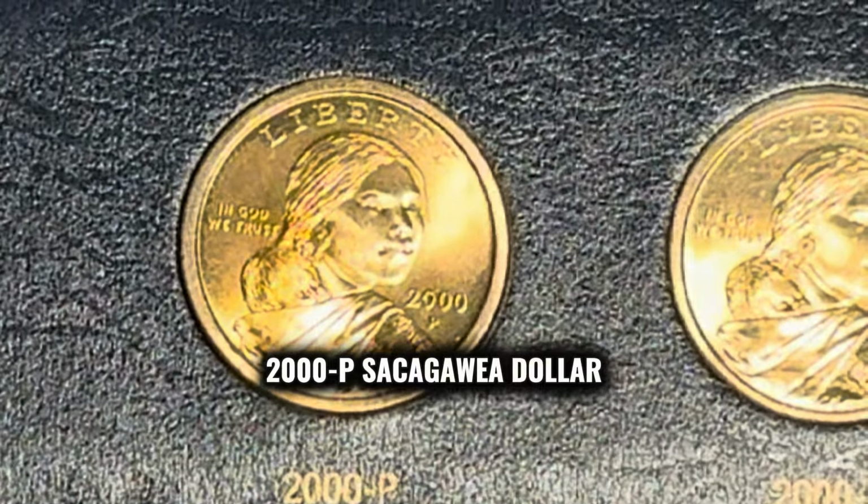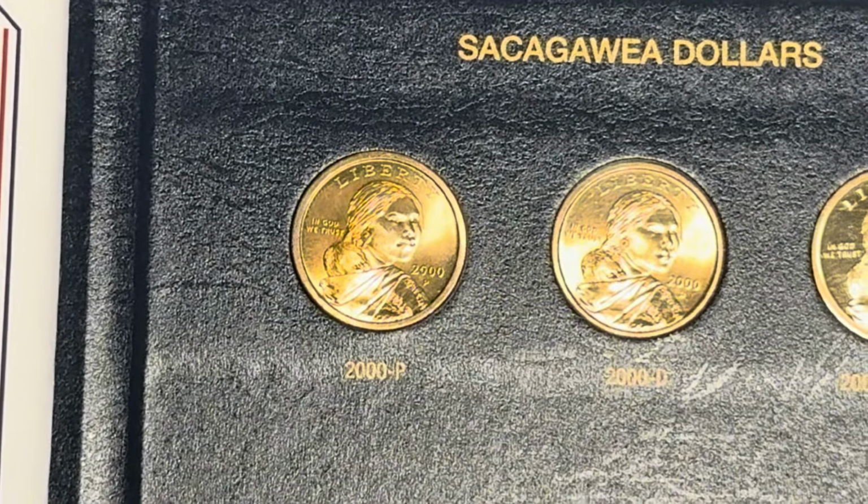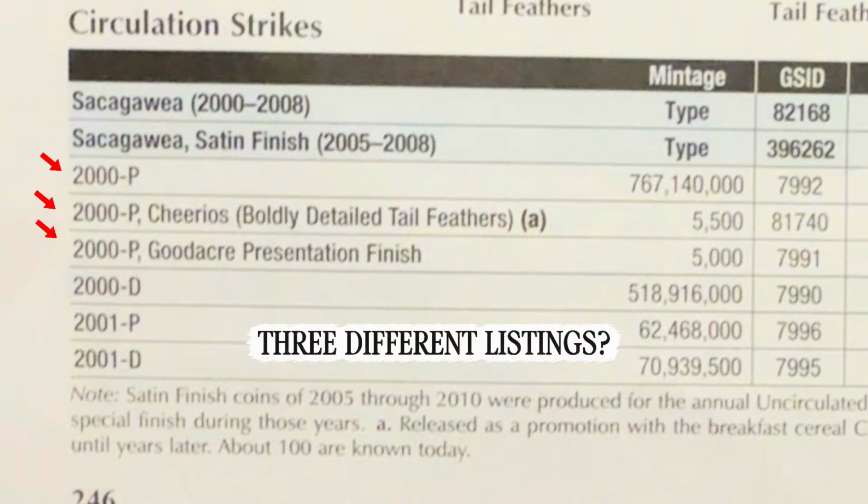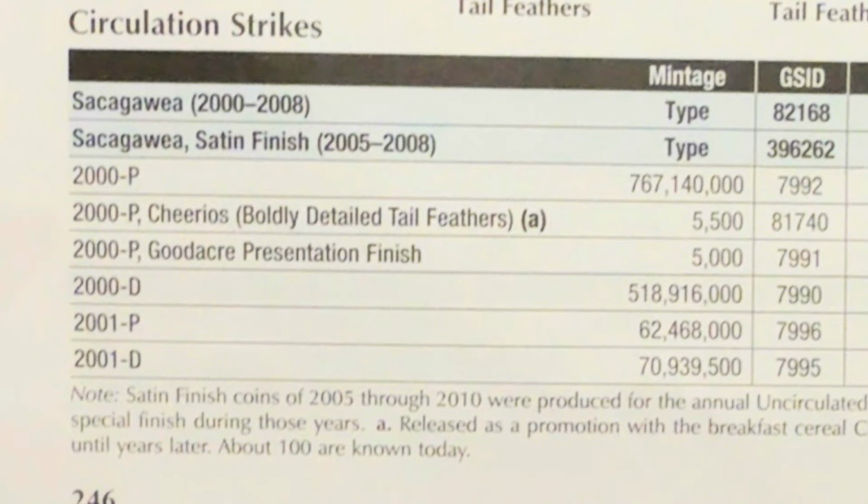This looks like a normal 2000P Sacagawea dollar, don't it? But when I open the red book, I noticed something pretty cool. There isn't just one 2000P listed here. There are 3 different listings. And one of them has something that we could actually look for on this eagle. So before we call this an ordinary dollar, let's find out what makes these 2000P coins different.